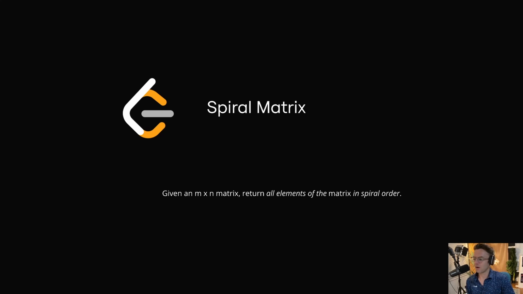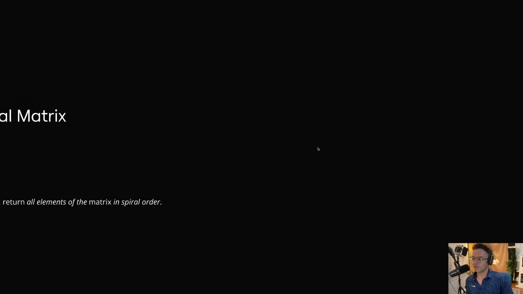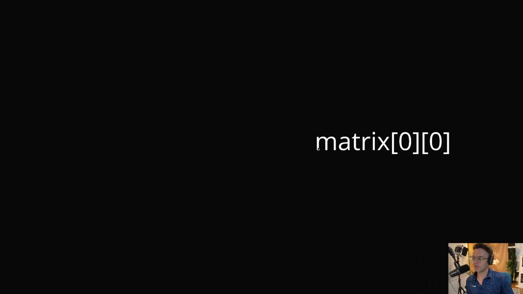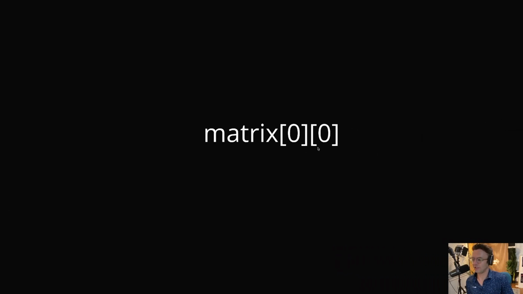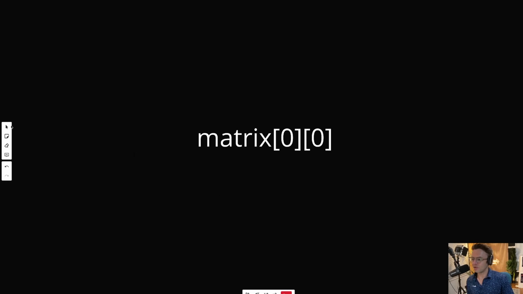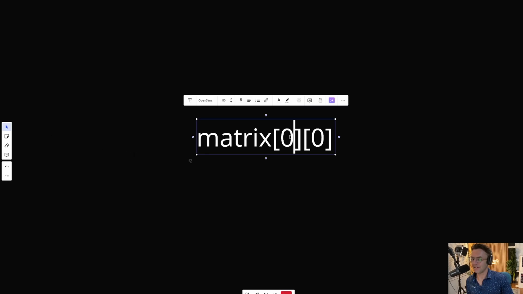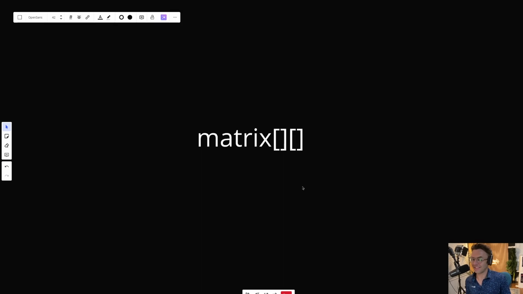In this video, we're going to be tackling the LeetCode question, Spiral Matrix. In order to understand this question, we must first understand something very important about matrices, and that is, why exactly do we have two brackets at the end of a matrix? It seems kind of unsightly, to say the least.